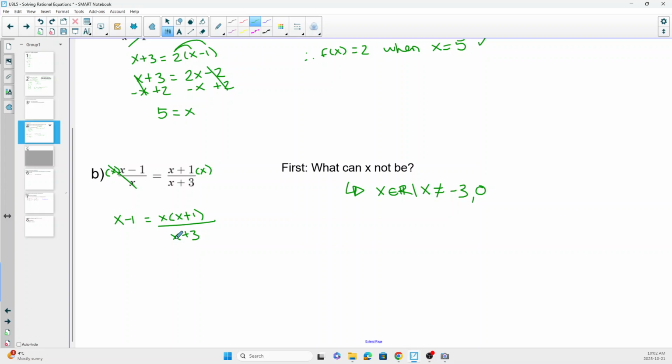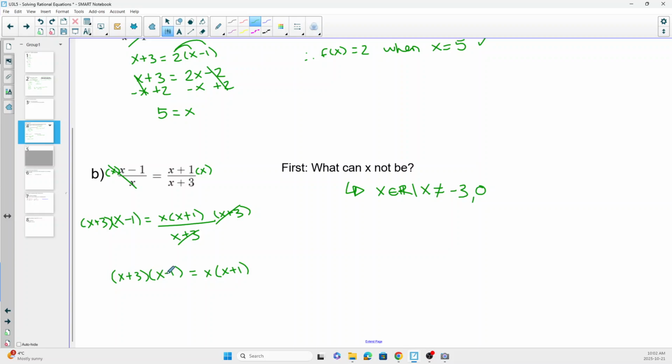So again, I still have variables in the denominator. I do not want that. So I need to multiply by x plus 3 on this side, so I can cancel those out. But that means I also need to multiply this side by x plus 3. So what I'm left with is x plus 3 times x minus 1 is equal to x times x plus 1. Now what a mess. How are we going to solve this? Well, we're going to get rid of our brackets and see what we're left with.